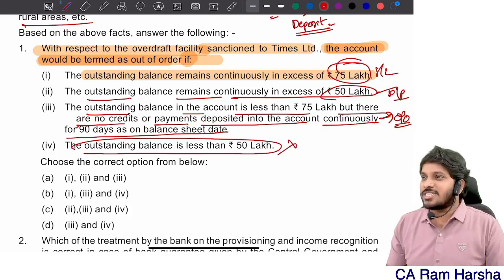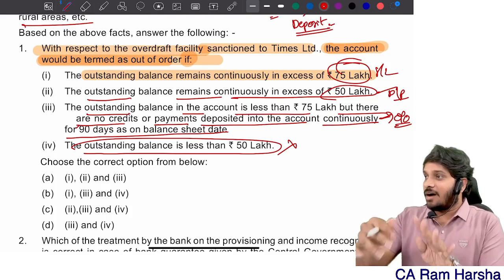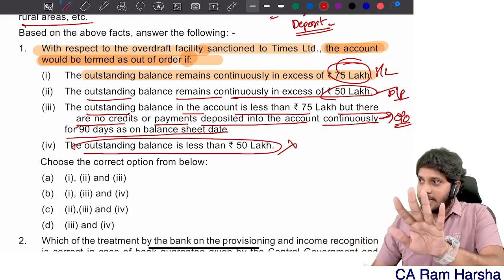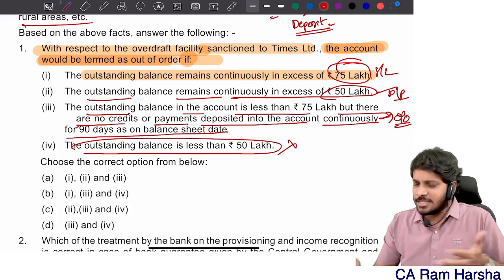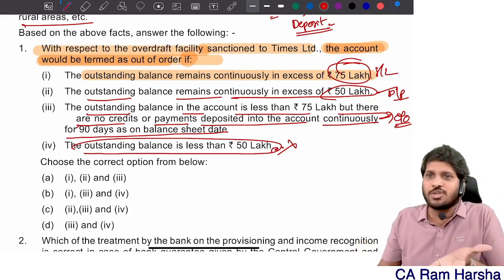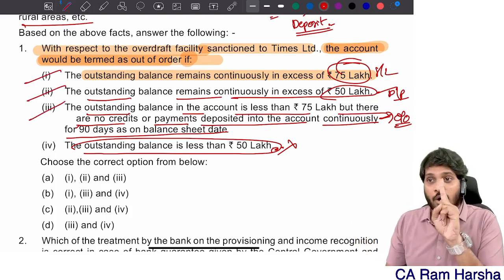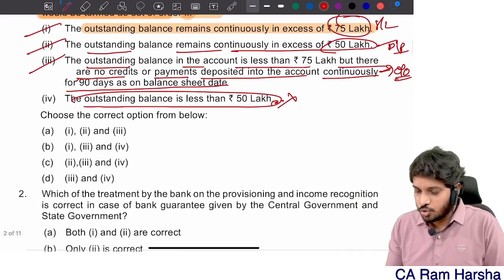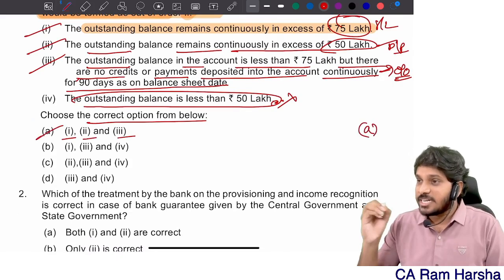The outstanding balance is less than 50. No, if the outstanding balance is less than 50, that is not the criteria for out of order. For out of order, the criteria is debit is there but no credit for 90 days. That is the criteria. Just because the outstanding balance is less than 50 lakhs, information is insufficient to decide. So in 1, 2, 3 cases, can I call it out of order? Yes. So choose the correct option. 1, 2, 3. Correct? Option A.